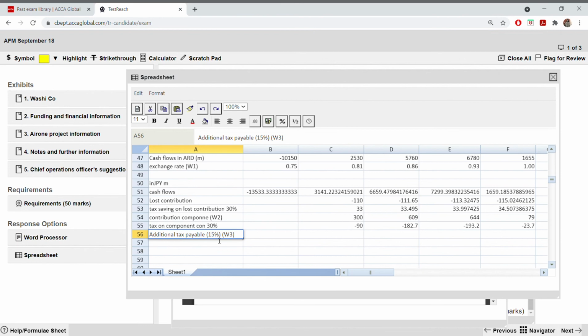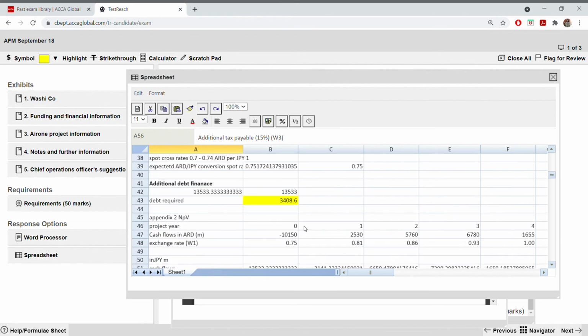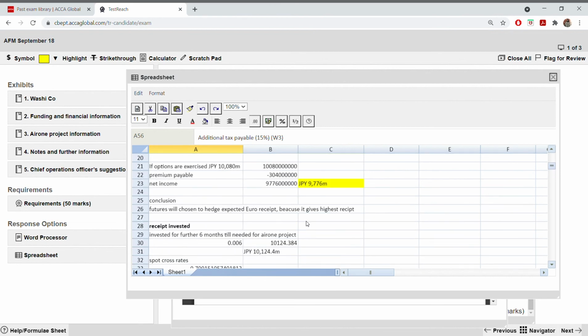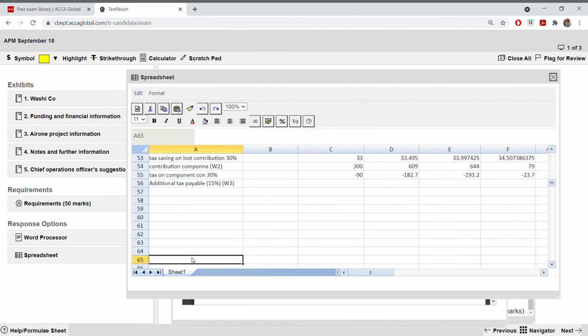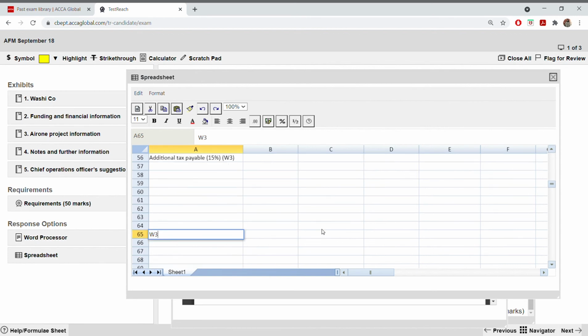What is it? Pre-tax profits. What are the pre-tax profits? Okay, so working is there. I will do the working here. W3. Okay, working 3 for additional tax payable. Okay, starting with 1, 2, 3 and 4.